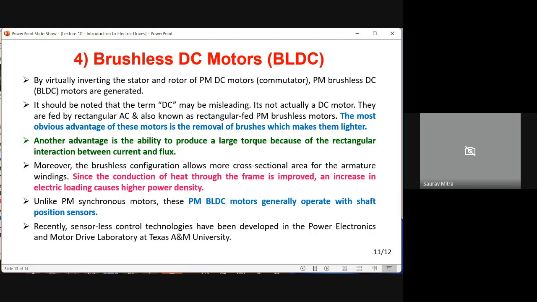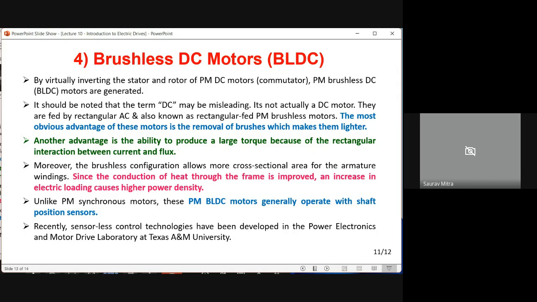The most obvious advantage of these motors is the removal of brushes, which makes them lighter. And not only lighter: because of the brush commutator arrangement there is friction and spark generation. When you remove the brush commutator arrangement, spark generation will not be there, and it will be safer. Another advantage is the ability to produce large torque because of the rectangular interaction between the current and the flux, because the input given is rectangular pulses.